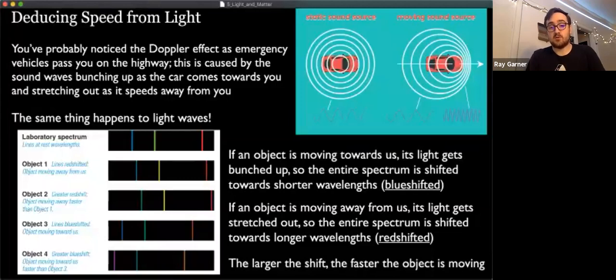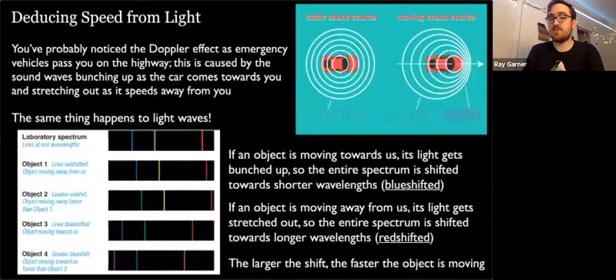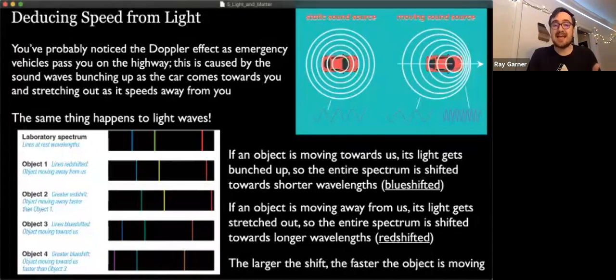Now they move further towards the red, so it must be moving away faster than object one. Object three, compared again to the laboratory, has been blue shifted. The object must be moving toward us, whereas object four has been even more blue shifted. So the object must be moving toward us faster than object three. So the Doppler effect applies not only to sound, but also to light.